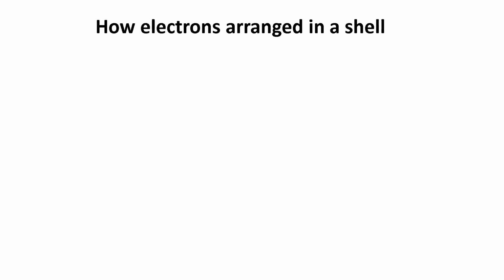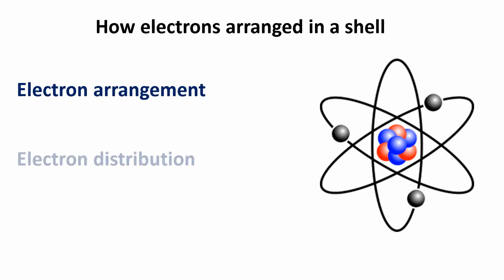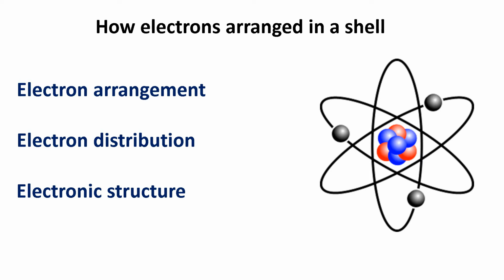In this video, we will talk about how electrons are arranged in a shell. Electron arrangement, electron distribution, electronic structure, electronic configuration. All these terms mean the same: how the electrons are arranged in shells.